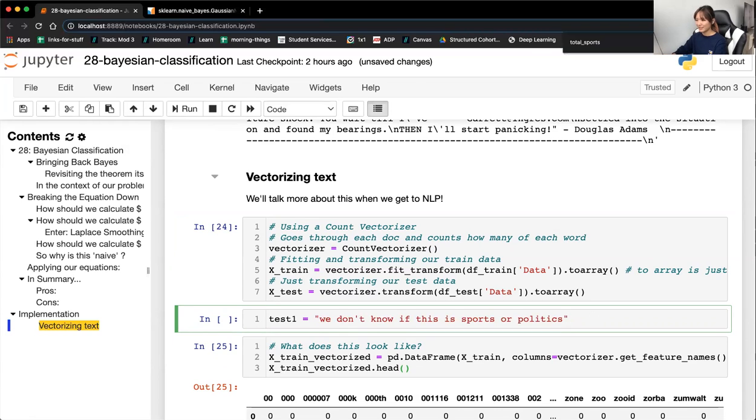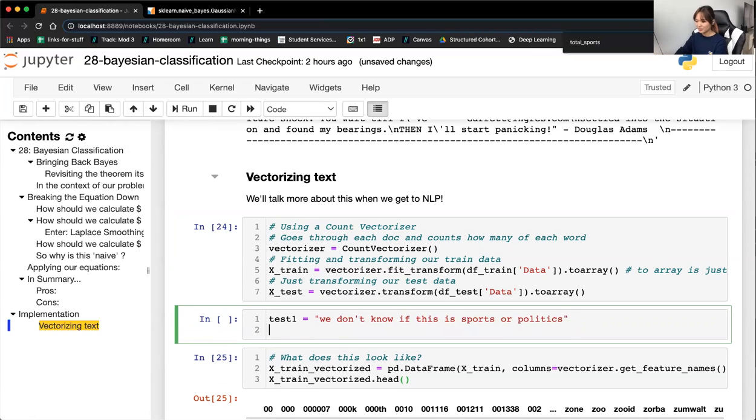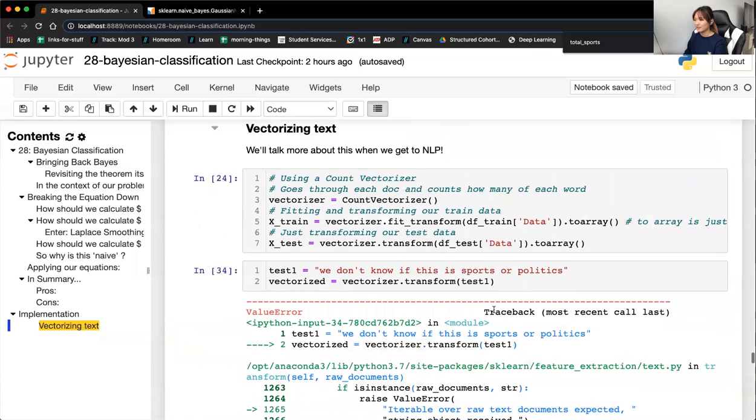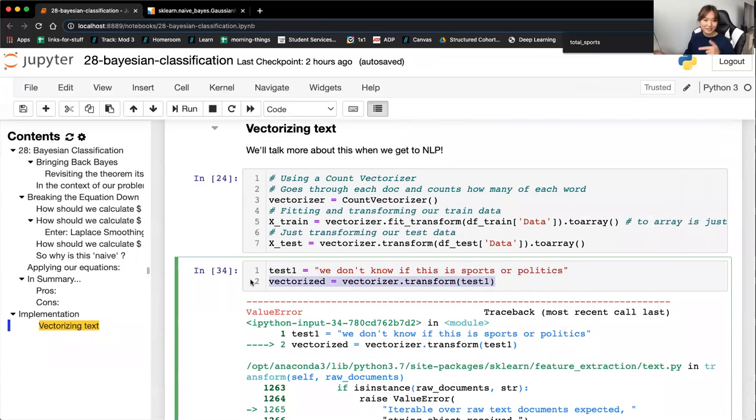There we go. So let's say I have this test. Usually we have to transform it with the same CountVectorizer. So for example, how do I do this? We'll do vectorizer.transform on X test. Nope, not X test, test 1. Let me see if that works. Over raw text document. Okay, I guess I can't do this now.